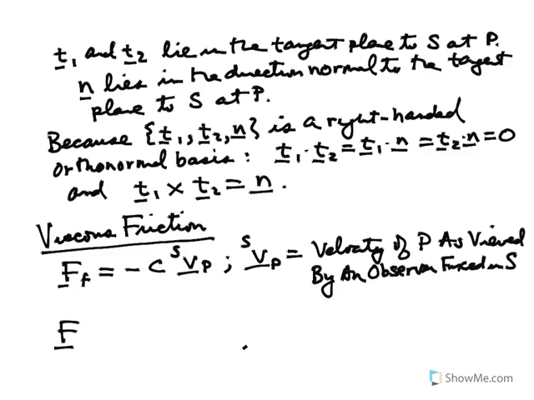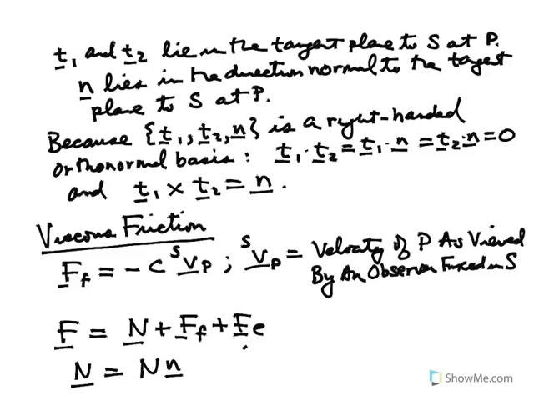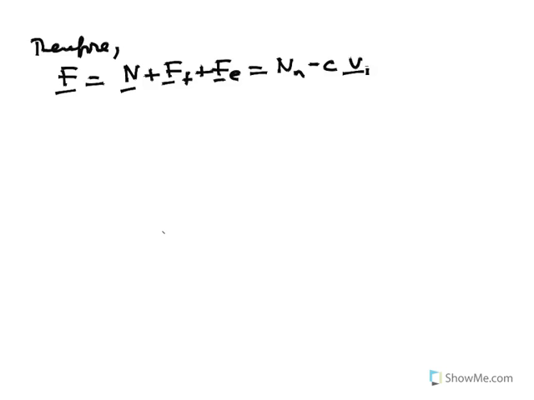Now, as a result of that, we can actually start moving through the case of viscous friction. So the force acting on the particle is equal to N plus F sub F plus F sub E. But in this case, N is equal to N times the unit normal to the surface, right? So this is the model that we use for the force exerted by a surface on a particle. So as a result, we wind up with F is equal to N plus F sub F plus F sub E, which is equal to N times n minus c times the velocity as viewed by an observer fixed to the surface plus F sub E.